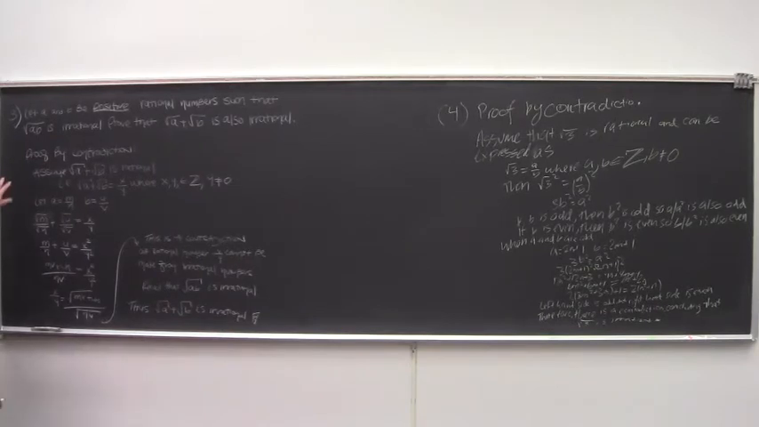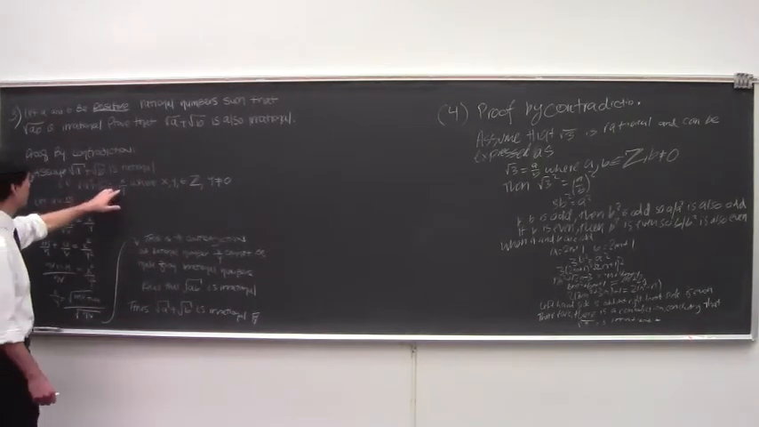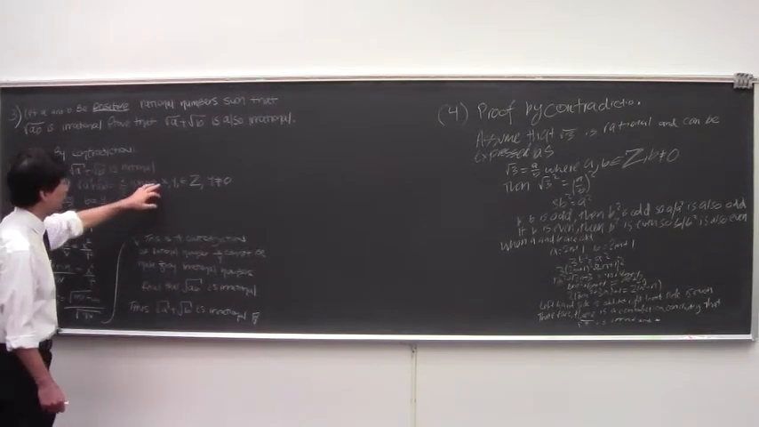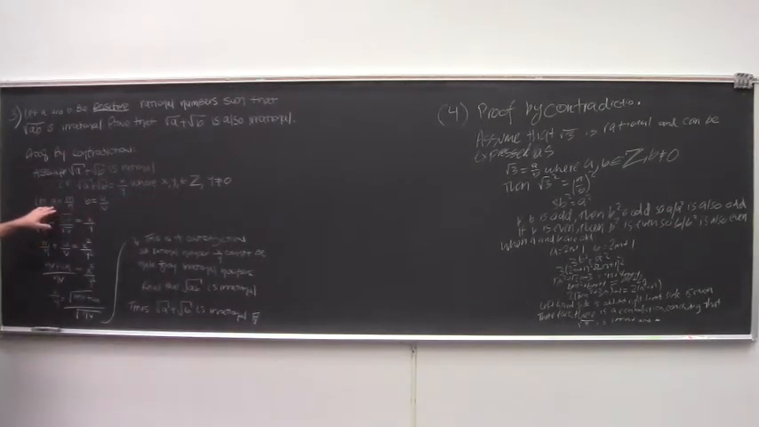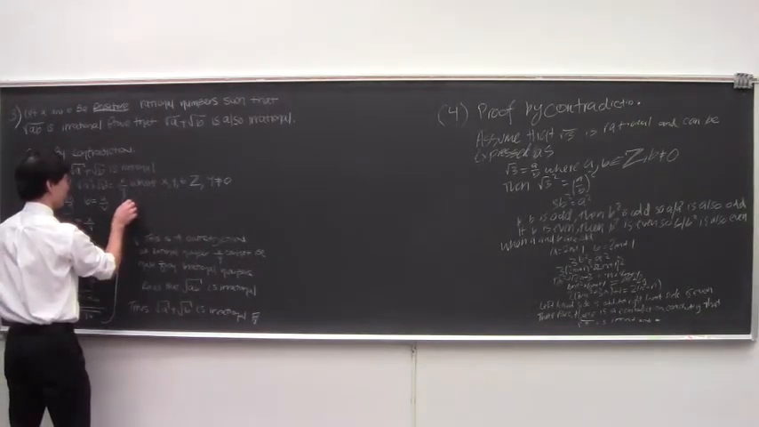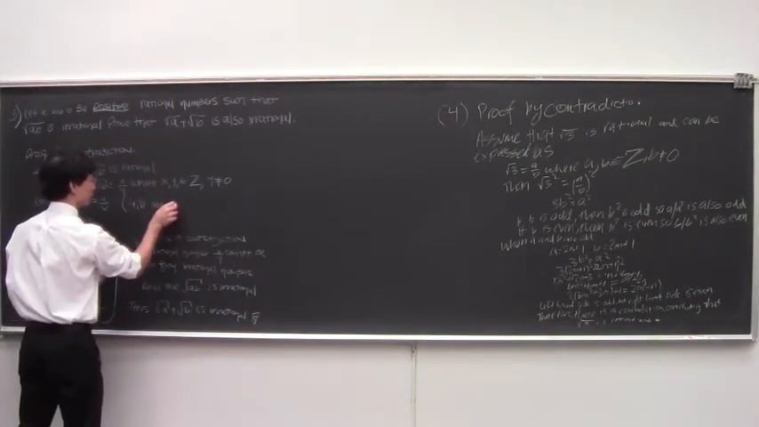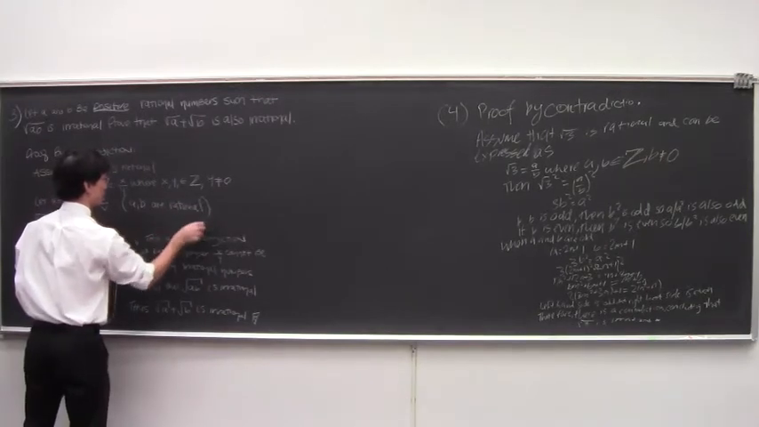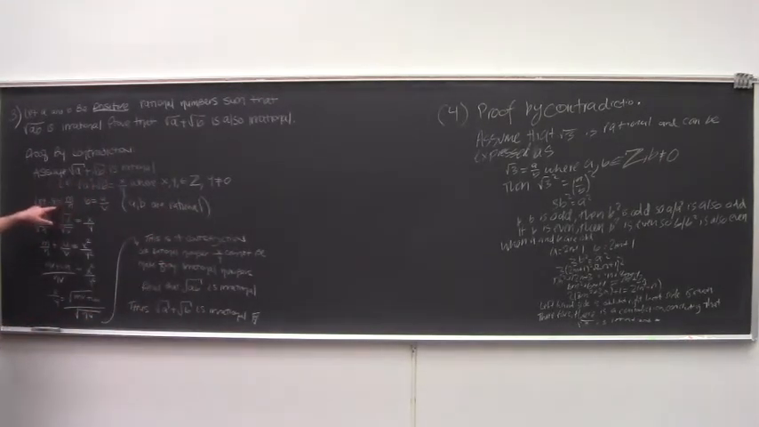Okay, so proof by contradiction. Let's suppose that root a plus root b is rational. In other words, it can be expressed as a ratio of integers where the denominator is non-zero. Since a and b are rational, we can write a and b as ratios of integers.